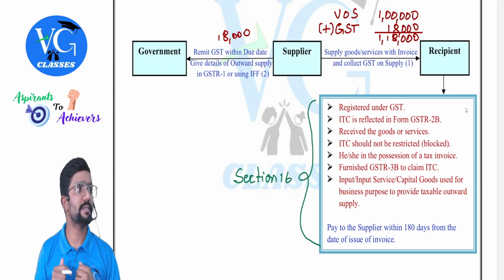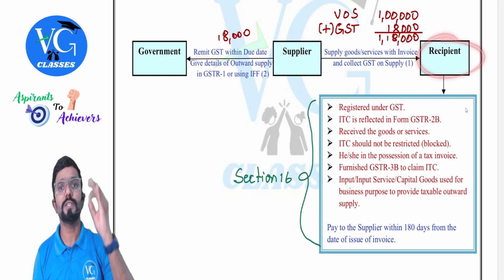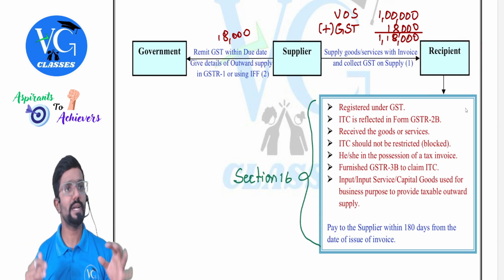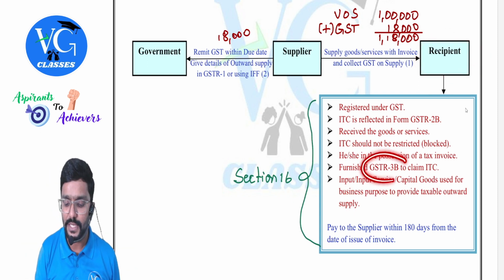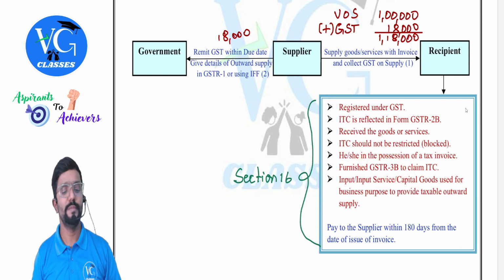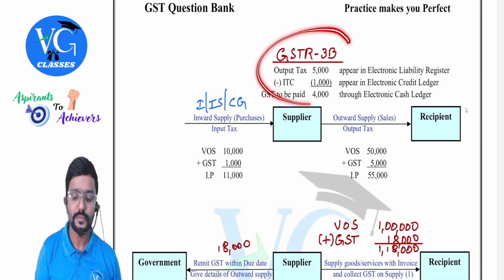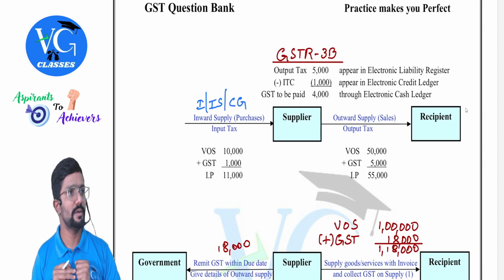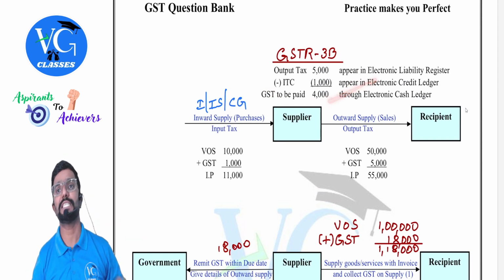Is that clear? Yes. Now the recipient, if he wants to claim credit, can he straight away claim it? No. He has to claim through what, guys? GSTR 3B. Means he has to give all these details. What is my output tax? What is my input tax? Remaining, how much am I paying through the cash ledger?